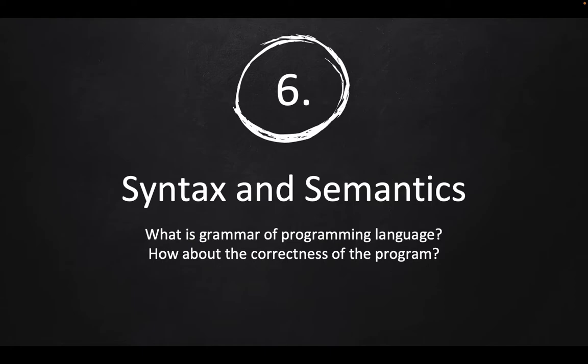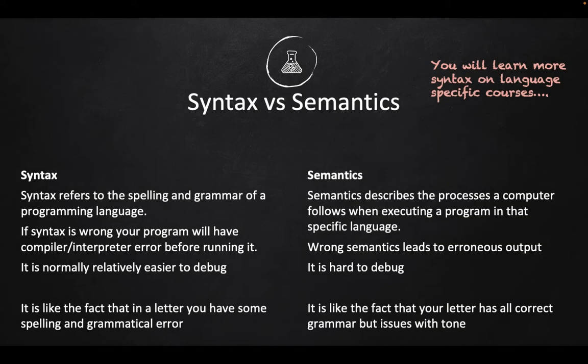So, what is the difference between syntax and semantics? Syntax refers to the spelling and grammar of a programming language, whereas semantics describes the process a computer follows when executing a program in that specific language. If syntax goes wrong, your program will have a compiler or interpreter error before running it. Whereas semantics will not give you any error before running it. Rather, you will get an erroneous output or a wrong result at the end of running the program.